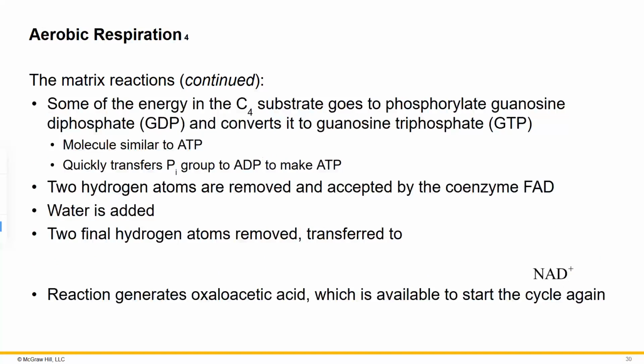Some of the energy in the C4 substrate goes to phosphorylate guanosine diphosphate, or GDP, and converts it to guanosine triphosphate. 2 hydrogen atoms are removed and accepted by the coenzyme FAD. Water is added, 2 final hydrogen atoms are removed and transferred to NAD. The reaction generates oxaloacetic acid, which is available to start the cycle again. This is why it's considered cyclical.